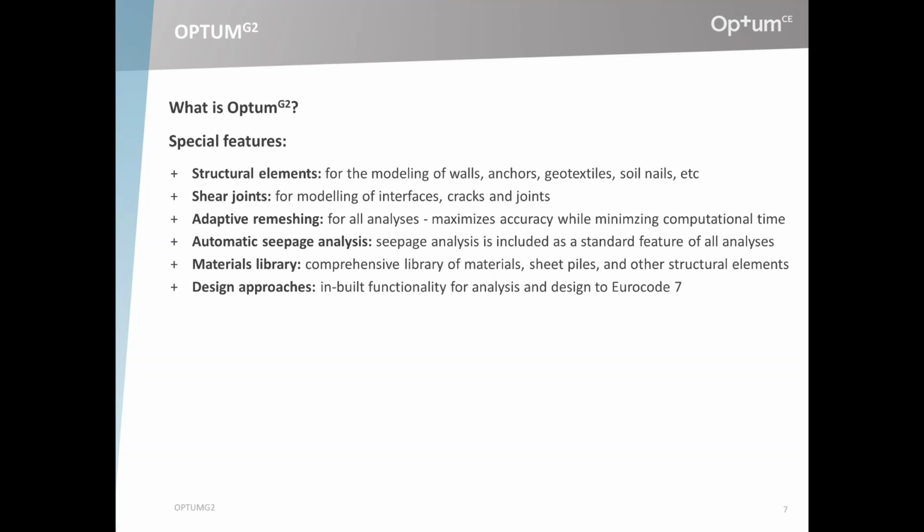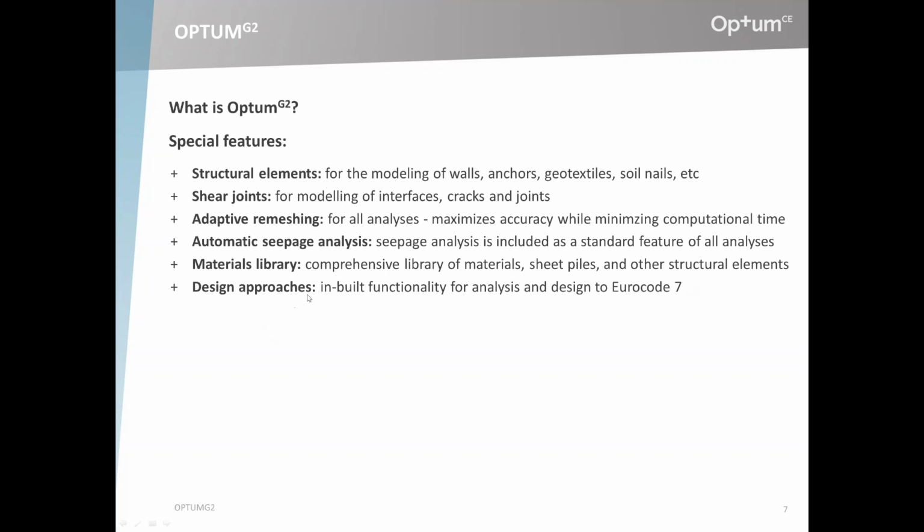Automatic seepage analysis, just to say that seepage is carried out as part of any mechanical analysis, if relevant. So you don't have to do the seepage analysis in one part of the program and then import the pore pressures into another part of the program to do the mechanical analysis. It's all embedded. Materials library, so we have a good selection of materials, and then design approaches.